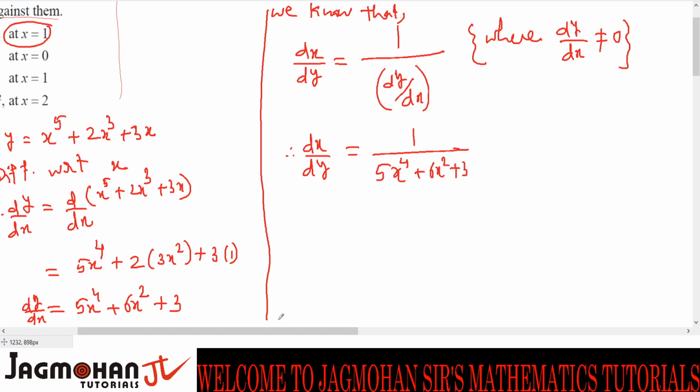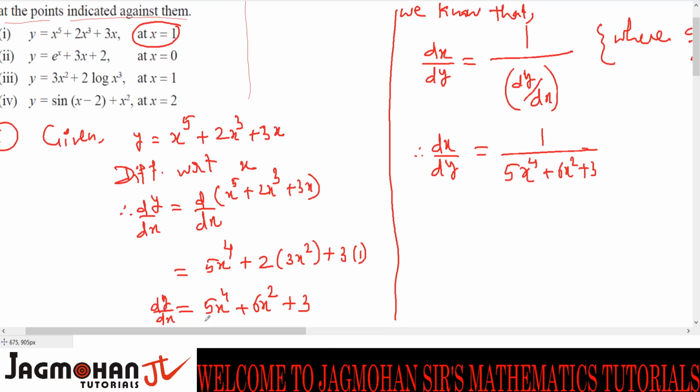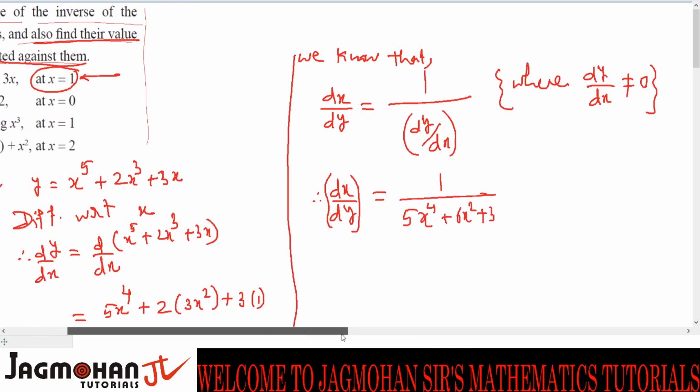Okay, students, I got dx by dy. And what are they asking? After that, the second part of the question is also find their value. Their value means value of this at the point indicated against them. So what is the point indicated against them, students? It is x equals 1. So in the next step, see what I am writing.